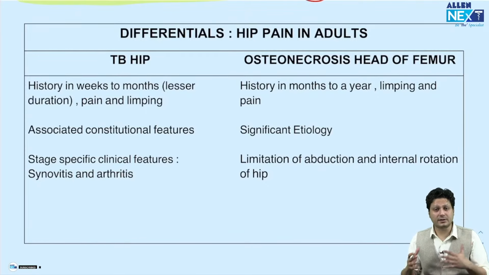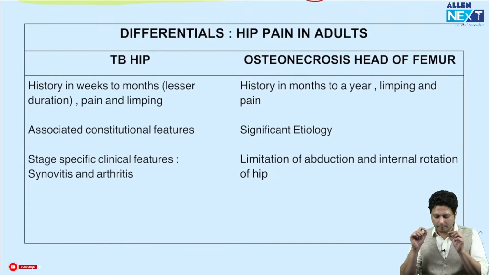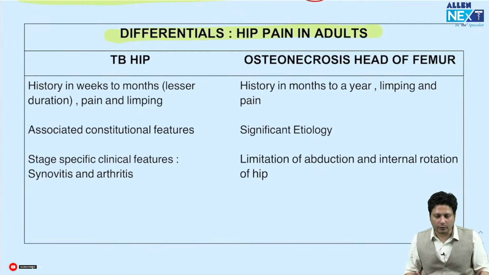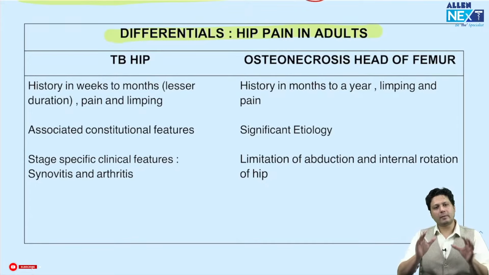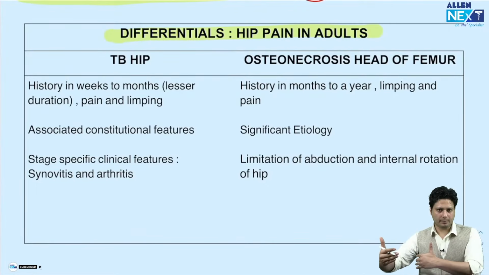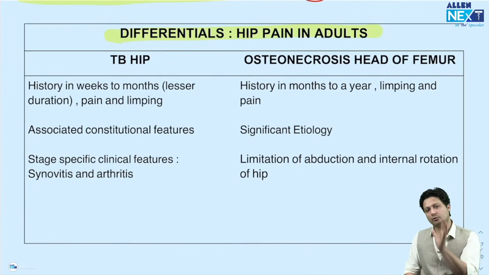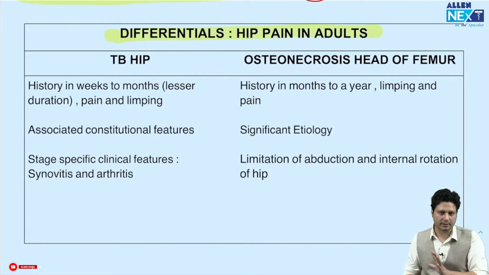The next differential is going to be pain in the hip as far as adults are concerned. Two very important conditions are tuberculosis of the hip and avascular necrosis of the hip. Although both of them present with a painful limp, there is a wide variety of difference between the two if you look very closely. These are the differences we are going to concentrate on in order to mark the correct answer.